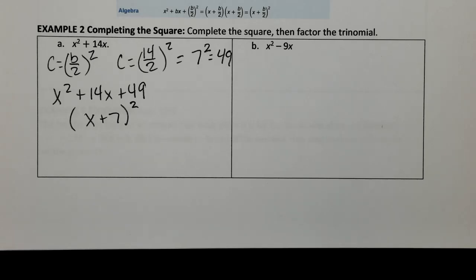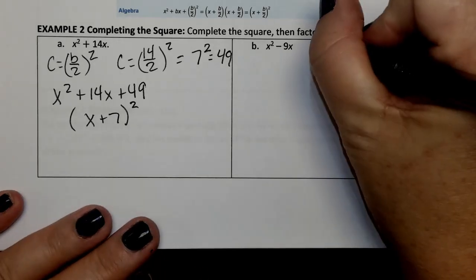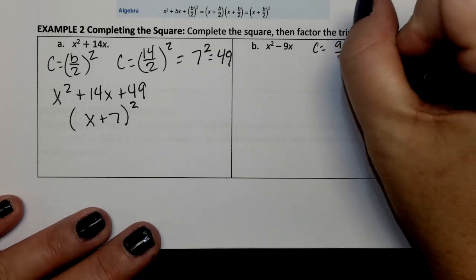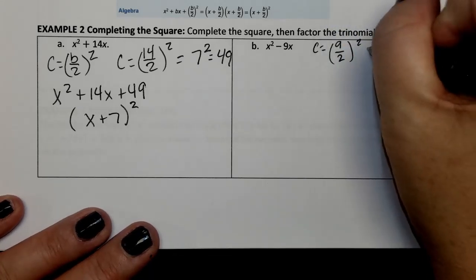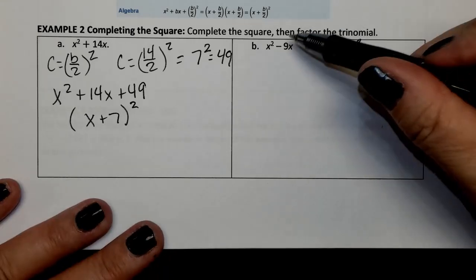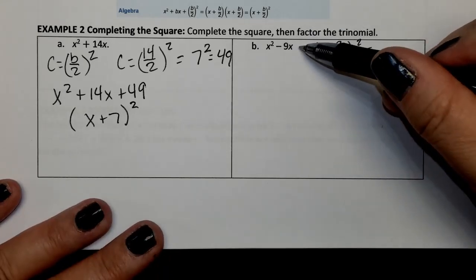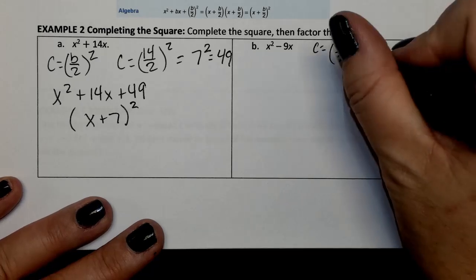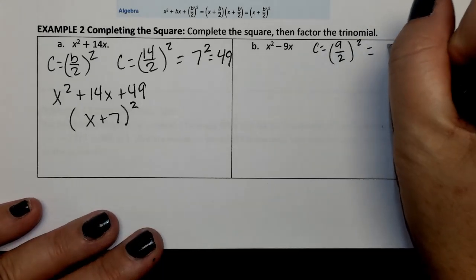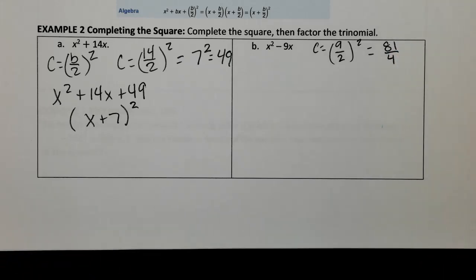So hopefully you gave this a try. This one is a little different because the 9 is an odd number. So in order to find our C value, we're going to take the 9 and divide it by 2 and then square it. We don't care about the sign in this situation right now because that sign's going to stay there. Your C value should be positive. So 9 divided by 2 squared is the same as 81 over 4.